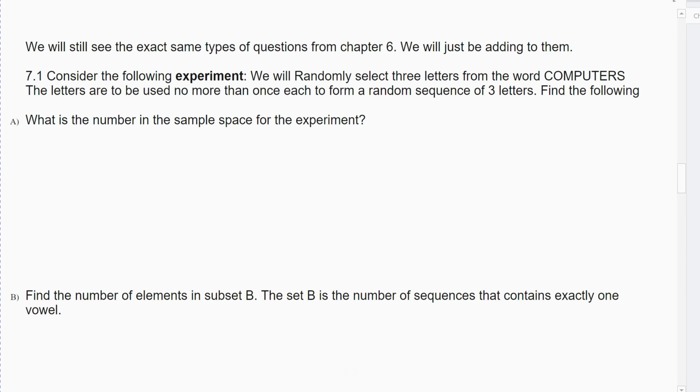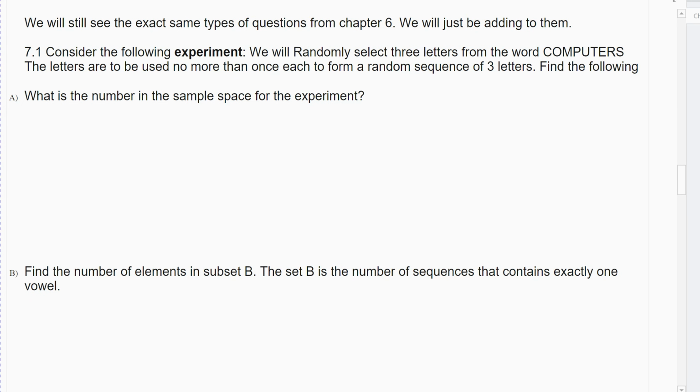Alright, so this is still 7.1, so we're still, again, kind of reviewing Chapter 6 in this first part of Chapter 7, so I'm just going to remind you of some stuff. But we're going to add to them sort of where we're going to get to in Chapter 7. Alright, so same types of questions we had in Chapter 6, we'll see again.